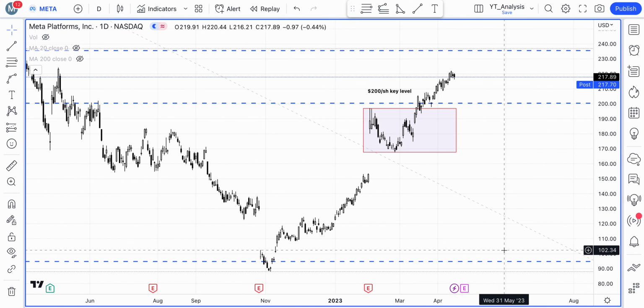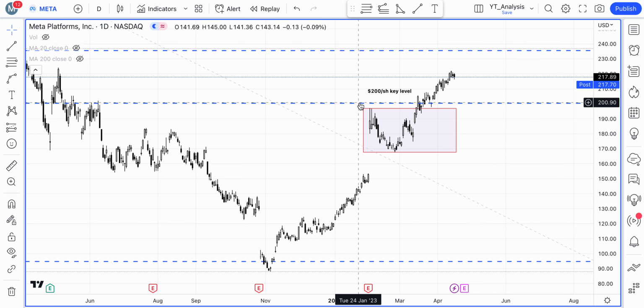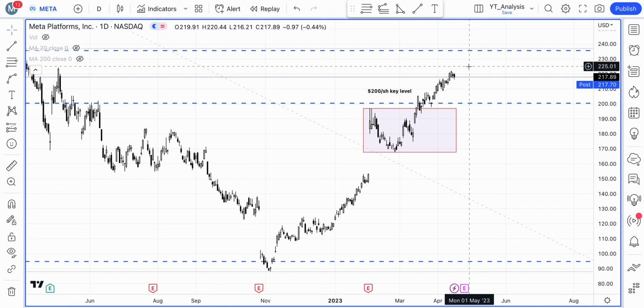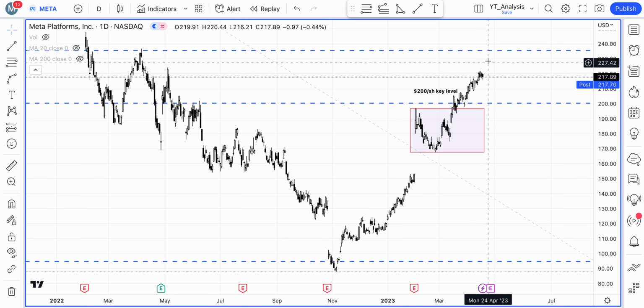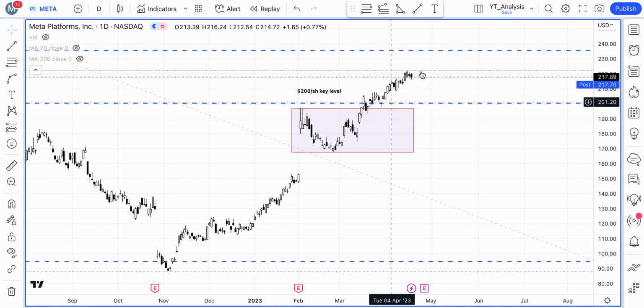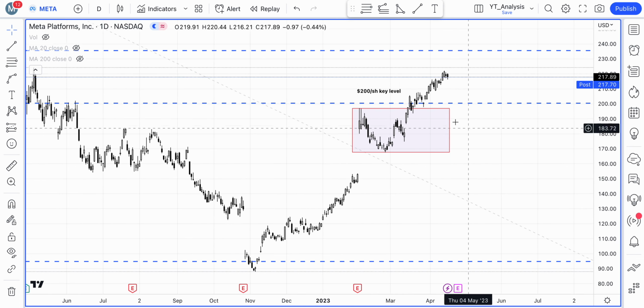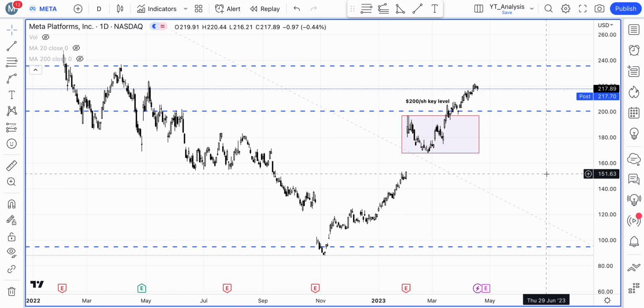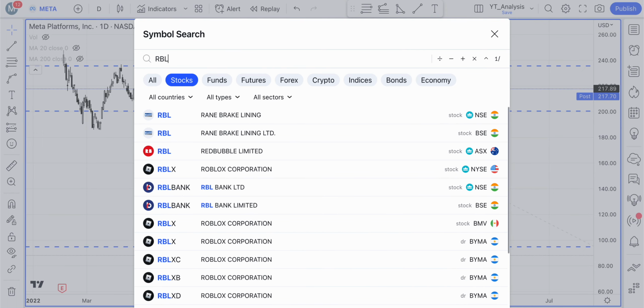So Meta has done well. For a long time, we were looking for the $200 per share level. Finally, we got that. The price has moved higher, and now the price might begin to pull back from here just because the move has been extended so much. But taking over this $200 per share level was a good move for Meta. So that's all we are watching in Meta for now. Let's take a look at Roblox.